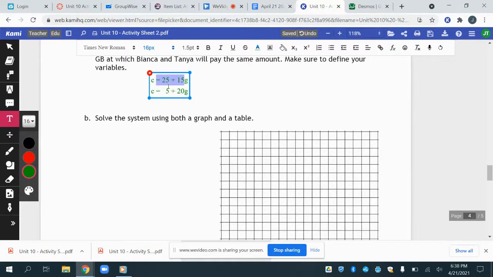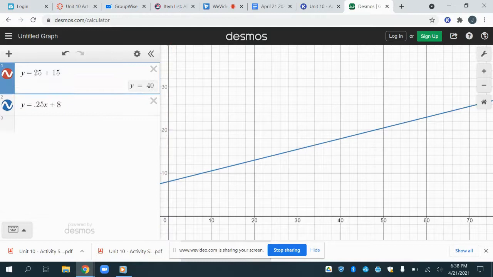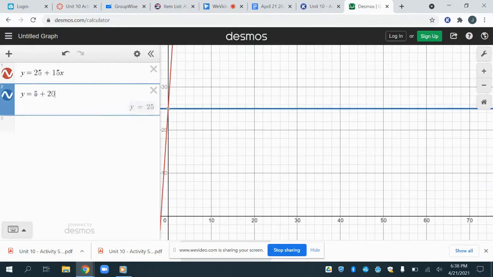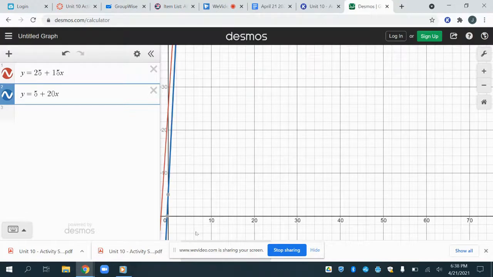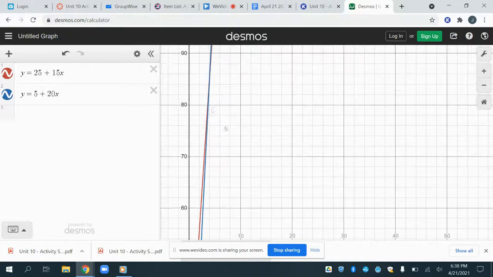Okay, so we're going to type these in. I'm going to change these to x and y, and I'm going to graph them. Y equals 25 plus 15x. The other one was y equals 5 plus 20x. I've got these two things. Where do they cross? Somewhere up here. Here's where they cross, 485.